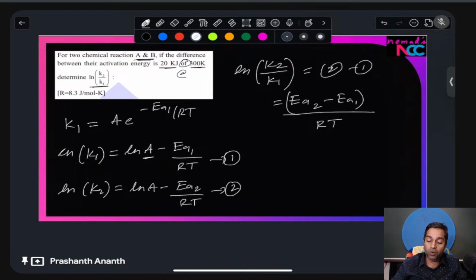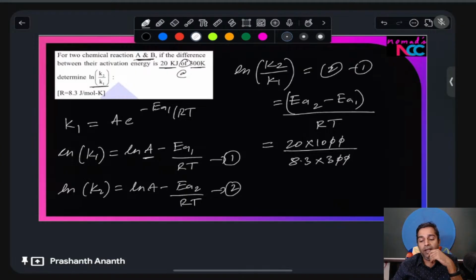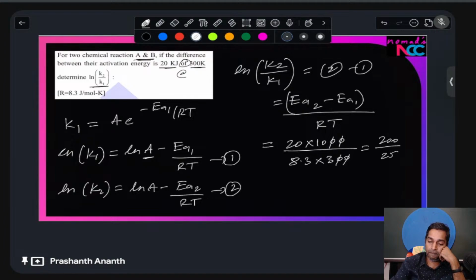So EA2 minus EA1 works out as 20 kilojoules, which is what they've given us. So 20 kilojoules over here means we have 20 into 1000. We need to convert into joules, and R into T. R is going to be 8.3 into the temperature, which is 300. So cancel off these two, 8.3 into 3. 8.3 into 3 means 8 into 3 works out as 24, and 0.3 into 3 is 0.9. So it's approximately 25. So we can say this is going to be 200 by 25 approximately.